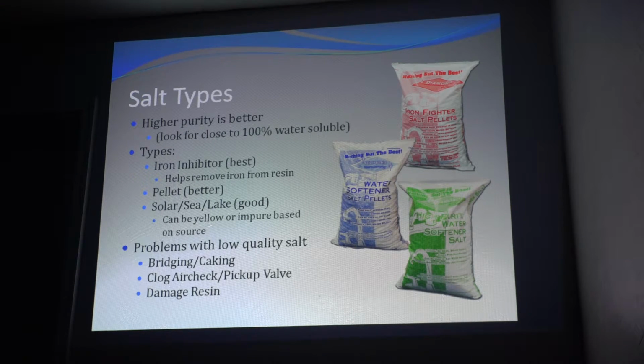Then your better type of salt is the pellet. And the reason why we say that solar is good is because our solar is the same purity as our pellet. Across the board we have to qualify that solar is good, because it can be yellow or impure based on its source. A lot of the solar salt sold throughout the country is ocean salt. It's as impure as rock salt. It's got up to 2% impurity. So for every 100 pounds of salt that you use, you've got 2 pounds of dirt in the brine tank.